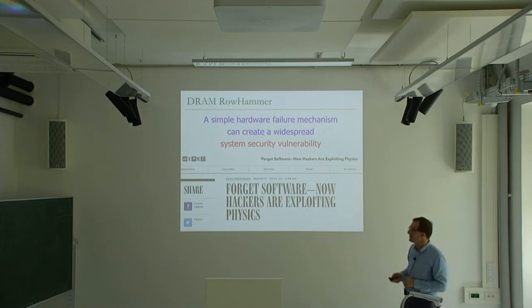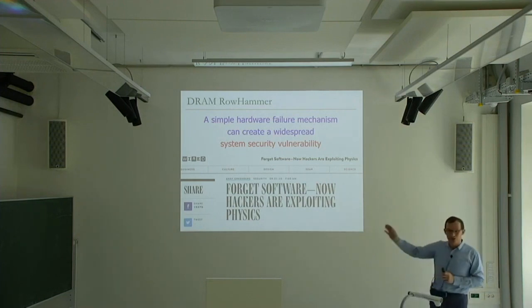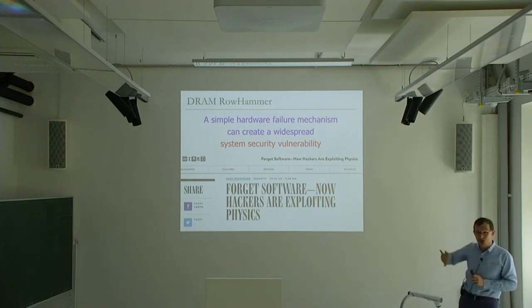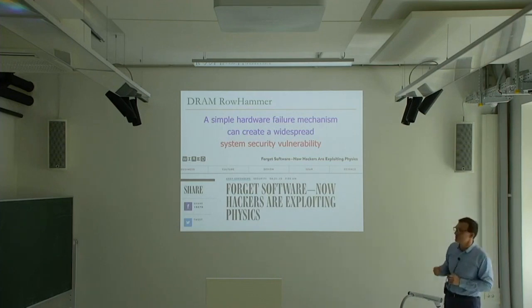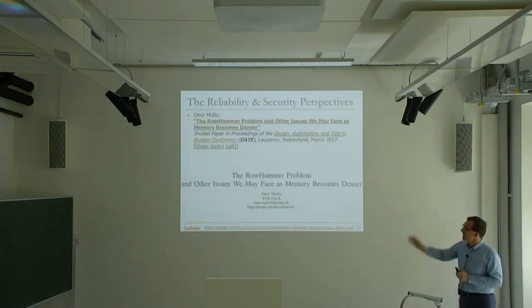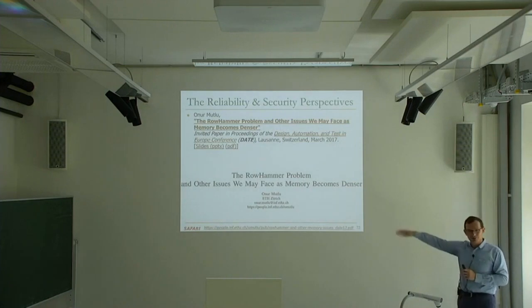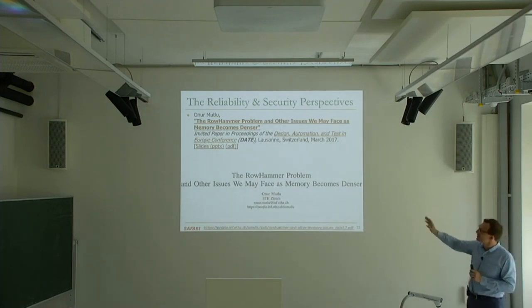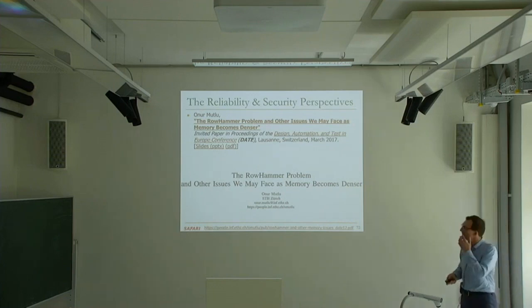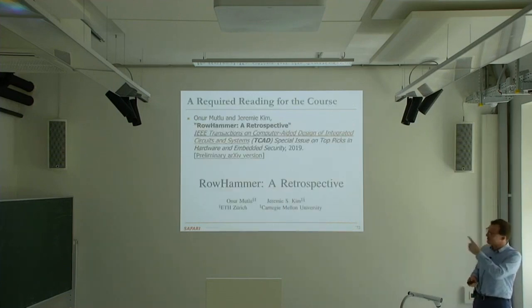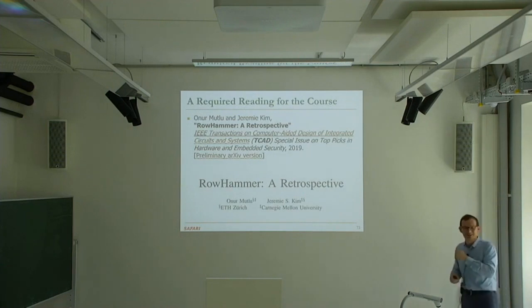So we'll talk more about this because this is, I think, very interesting. And we're going to have more and more such problems as technology scales to smaller nodes. I'm going to give you sample papers over here. It's a short paper that describes the RowHammer problem and other issues we may face as memory becomes denser. And this is your first required reading.